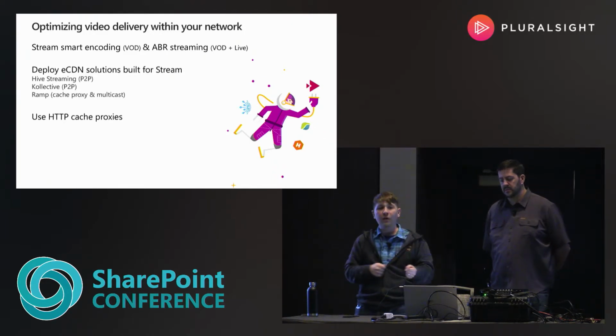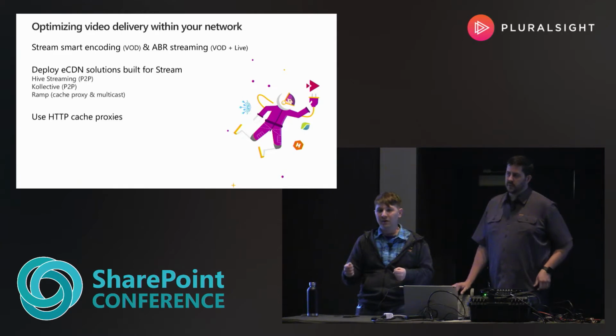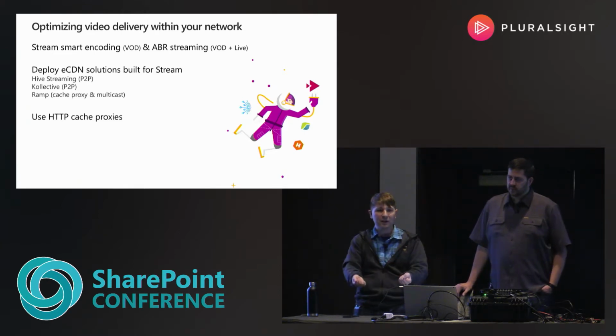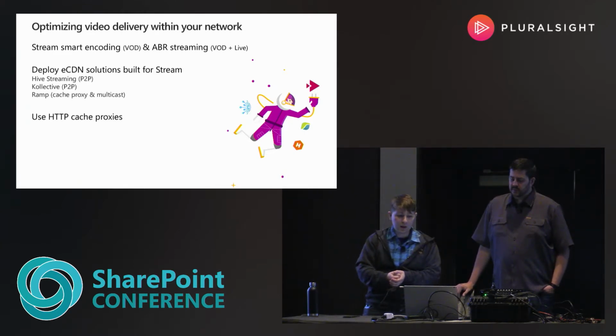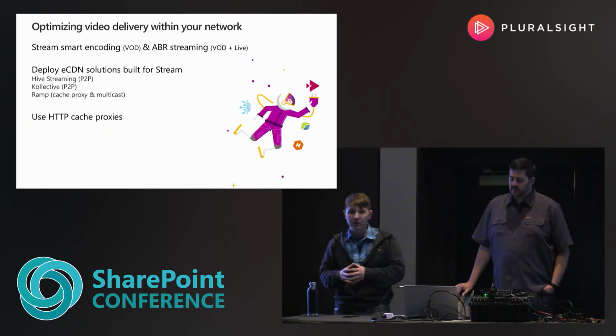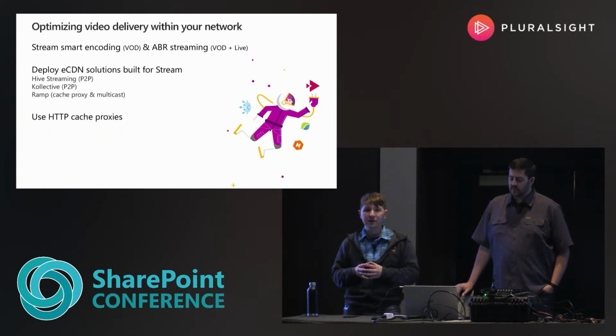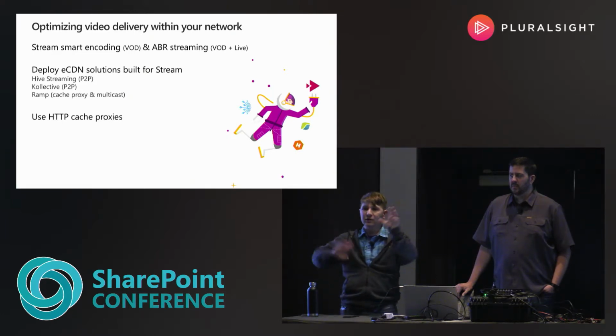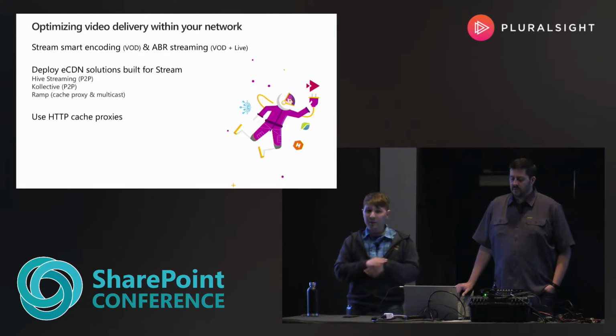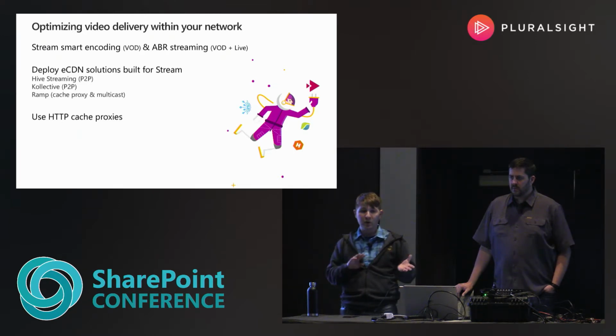So their solution offloads 80, 90% of your traffic for when lots of people are watching the same video at the same time. Ramp has 2 solutions, so they're very different from Hive and Collective. They're all on-prem. Hive and Collective are on-prem, an agent on your device, but they have some cloud services that are helper services. Ramp is completely on-prem, so they have 2 solutions, one called OmniCache, another one called Multicast Plus.